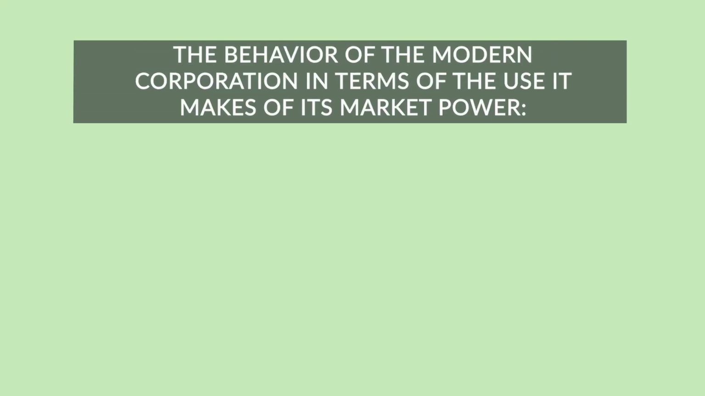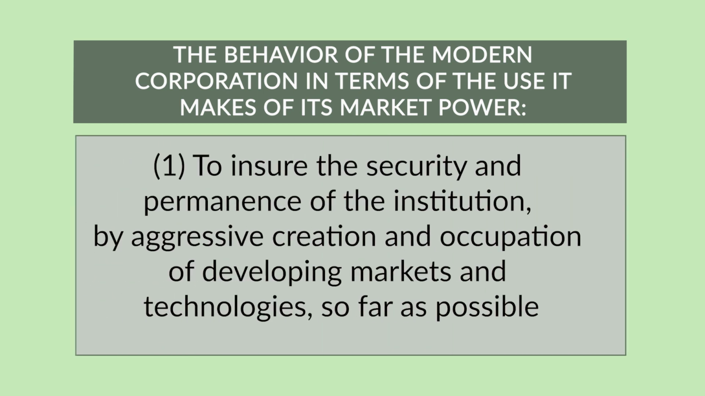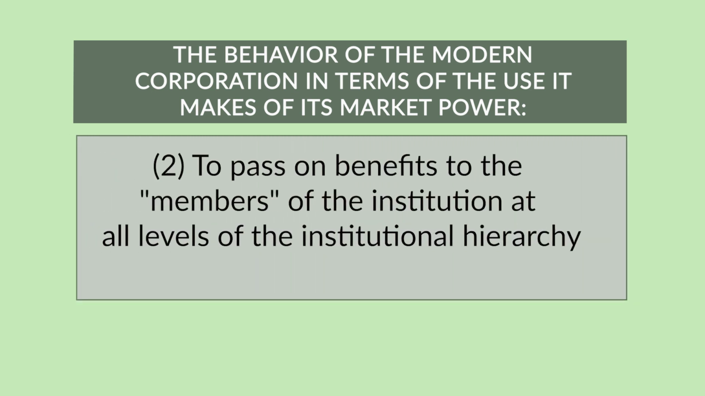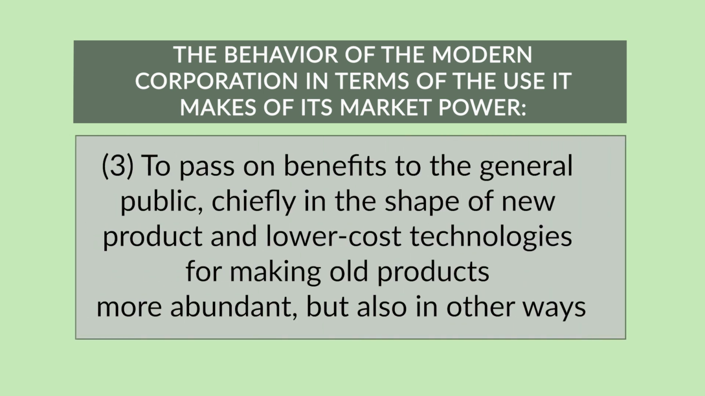From another viewpoint, we can summarize the behavior of modern corporation in terms of the use it makes of its market power. It would like to ensure the security and the permanence of the institution by aggressive creation and occupation of developing markets and technologies as far as possible, to pass on the benefits to the members of the institution at all levels of the institutional hierarchy, and to pass on benefits also to the general public, chiefly in the shape of new products, and of course using low-cost technologies for making old products more abundant, and also in various other ways.